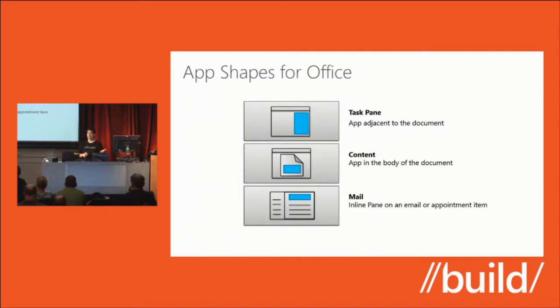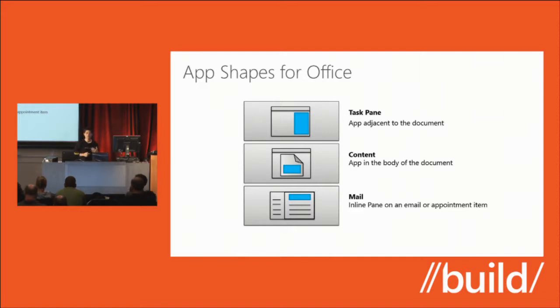Then there's content apps, which are actually in the document itself. And the canonical example there is in Excel. You could have a data visualization that actually uses web services as well. It could use Bing Maps. It could use different JavaScript libraries that are available on the net, and will actually provide an in-content visualization that is a part of the document, or other functionality as well.